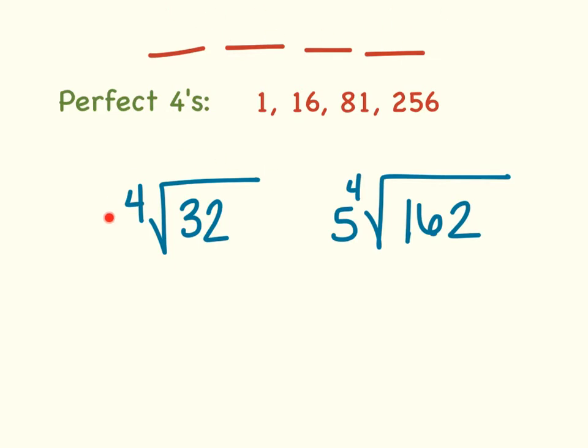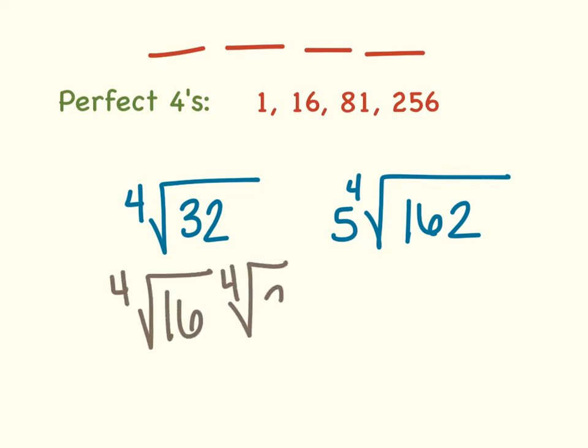So if I have the 4th root of 32, I need one of these numbers and a non-perfect 4th. So hopefully you can say to yourself, well, that would be 16 times 2. The 4th root of 16 is 2, because 2 times 2 times 2 times 2 is 16, and I'm left with the 4th root of 2 then.